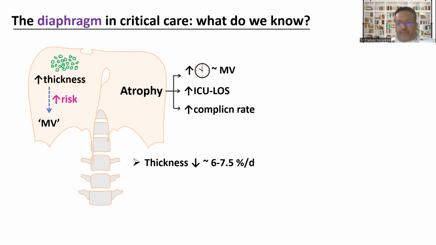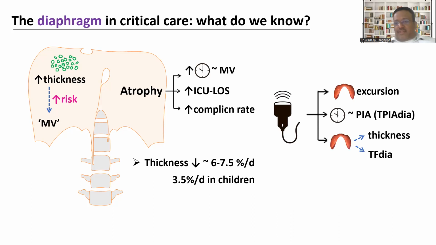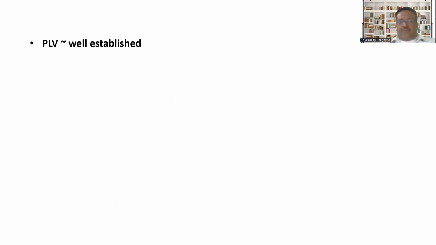And it is shown that in someone who is on long-term ventilation, the diaphragm reduces in thickness by 6 to 7.5% per day. And this percentage is lesser in children, which means as we age, the atrophy or the thickness reduction is much more pronounced in elderly patients. So the way we can assess the diaphragm, ultrasound is the best tool at this point of time. We'll talk about other ventilatory strategies, and this is just to understand what we know so far. So diaphragm excursion, peak inspiratory amplitude, diaphragmatic thickness, and thickening fraction of the diaphragm. These are some of the modalities. There's a separate video you can watch as to the modalities, how we can assess the diaphragm.